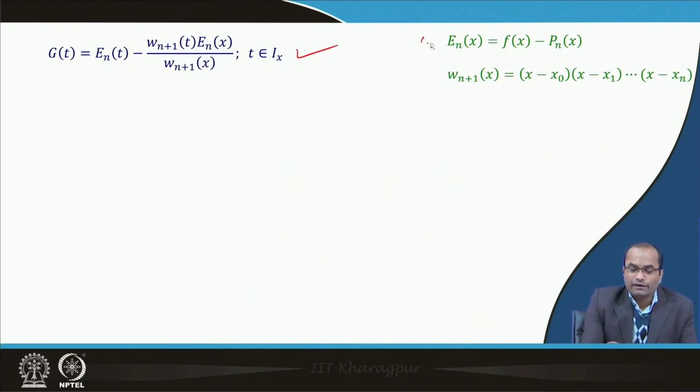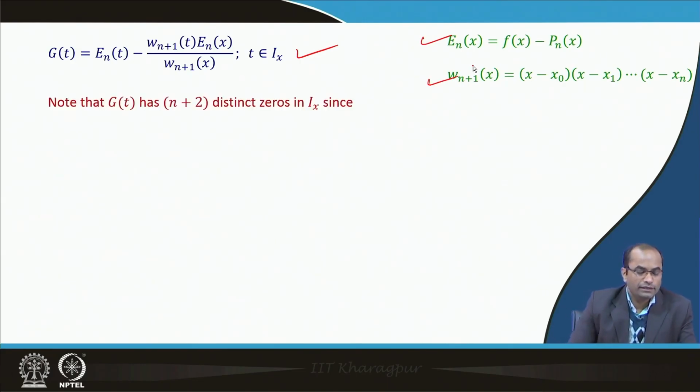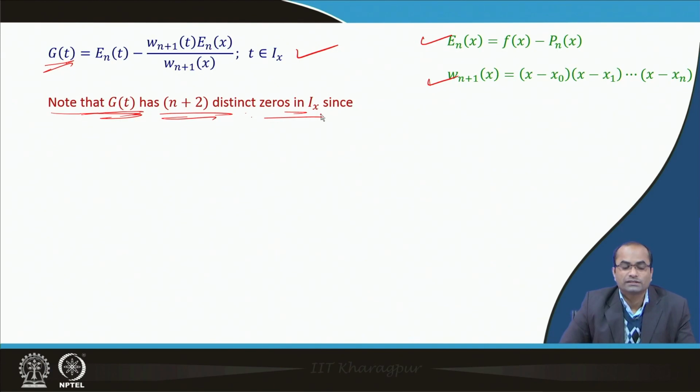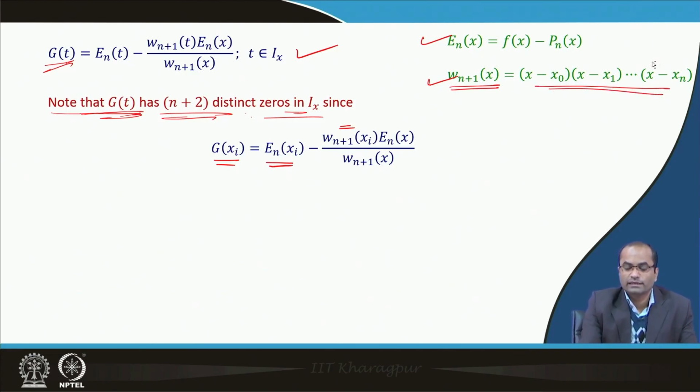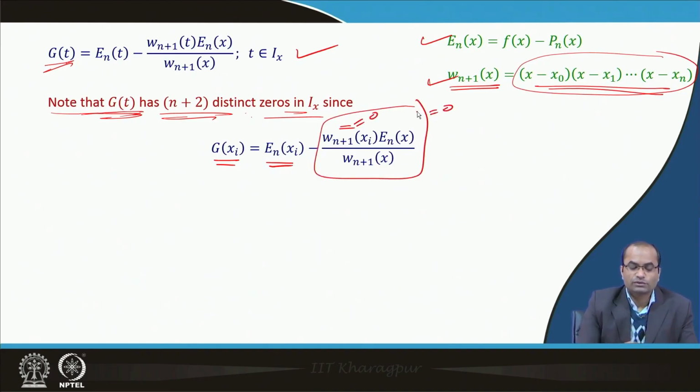So, having this g, we have E_n, we have w_n already, and what we will notice now is that this function g(t) has n+2 distinct zeros in I_x. How this function has n+2 distinct zeros, we will notice now. Just consider g(x_i). We have E_n(x_i) and also w_{n+1}(x_i). Now, when we put x equal to x_i in w_{n+1}, this will become 0. So, this part is 0, and hence the second part is 0.